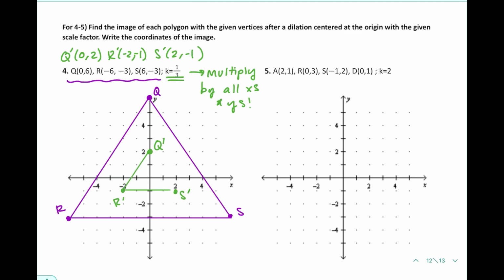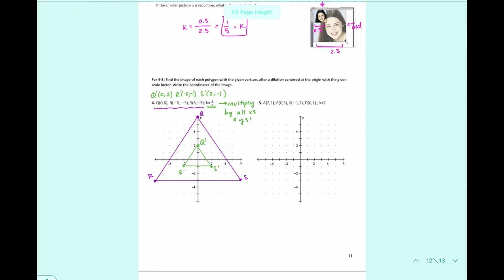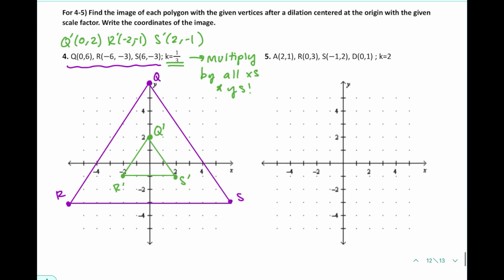And then again, these have the exact same shape, or they should if you did it correctly, so you can kind of visually tell that yes, that does look like a reduction. Yes, it does look like that reduction happened by a scale factor of 1/3. Okay, then we're going to do the same thing on the next one.